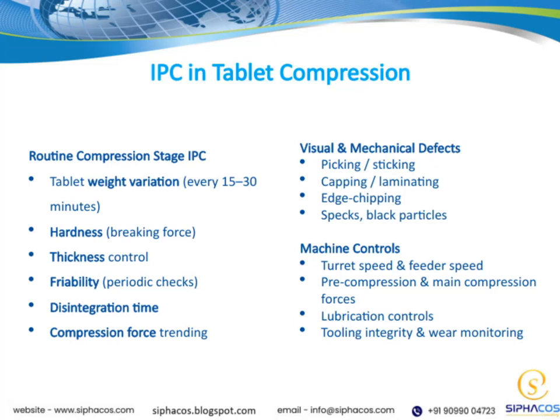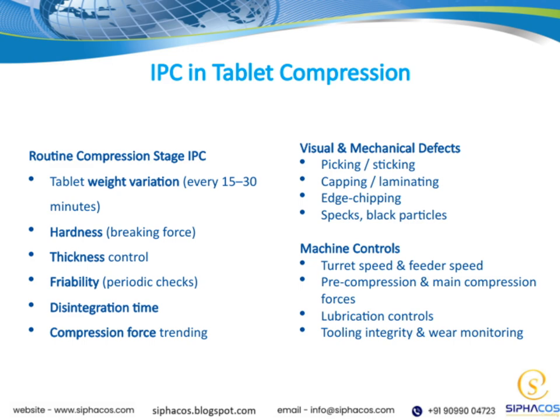Let's take a closer look at some of the common visual and mechanical defects we might encounter during tablet manufacturing. These include picking or sticking, which can cause tablets to adhere to the tooling, leading to defects. Capping and lamination are issues where the top or bottom of the tablet separates, often due to inadequate compression or material issues. Edge chipping happens when the edges of the tablets break or chip, compromising their integrity. We also see specks or black particles, which can be contaminants or debris in the process. Recognizing these defects early helps us maintain quality.